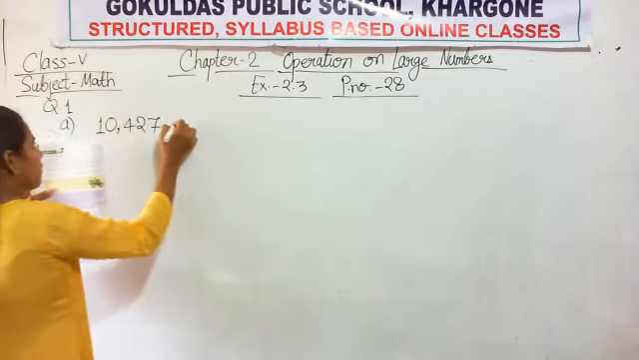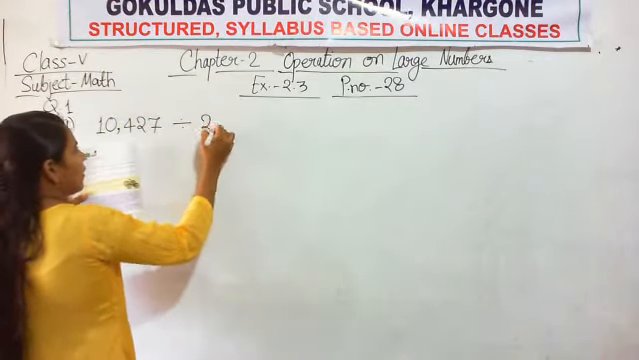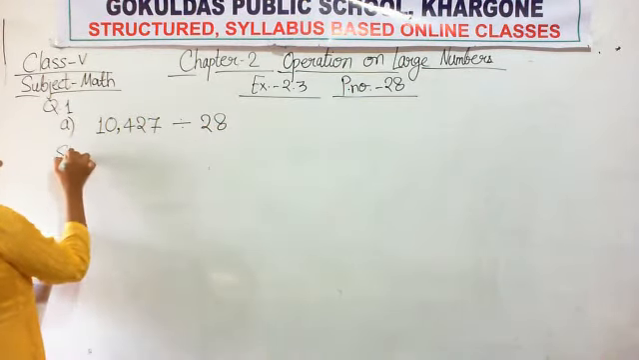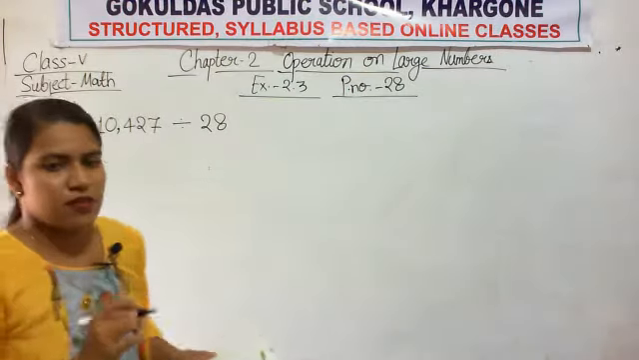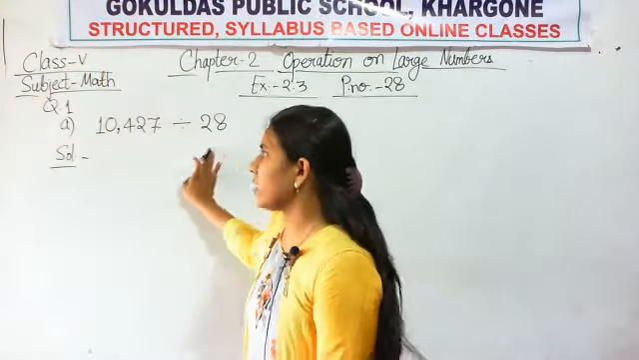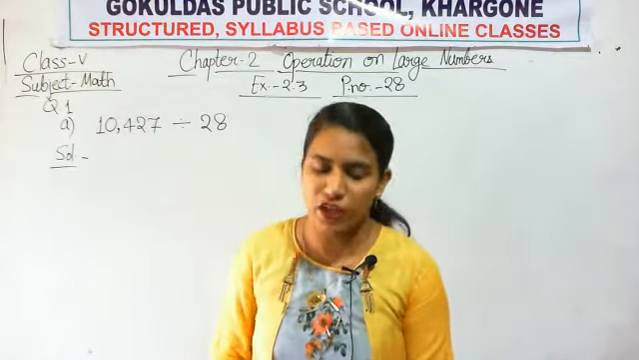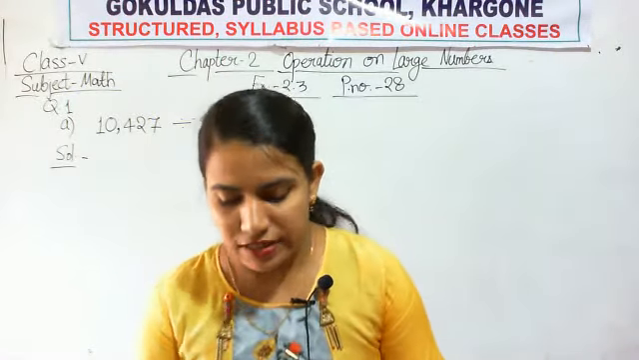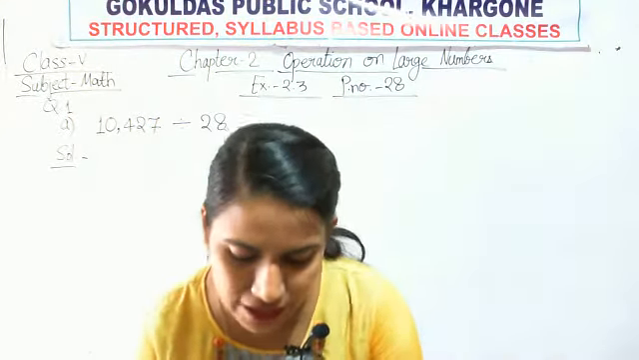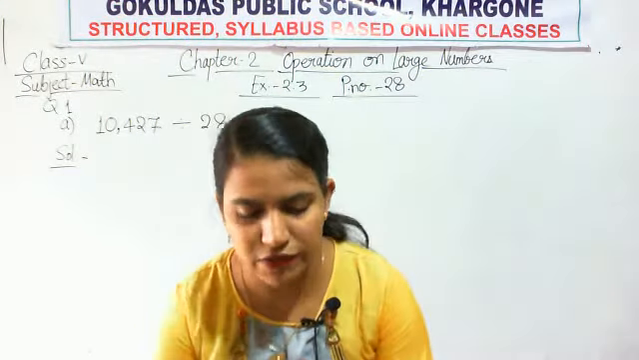10,427 divided by 28. It is your question, right? You have to divide 10,427 by 28 and also check your answer, whether your answer is correct or not. So let us start dividing it.